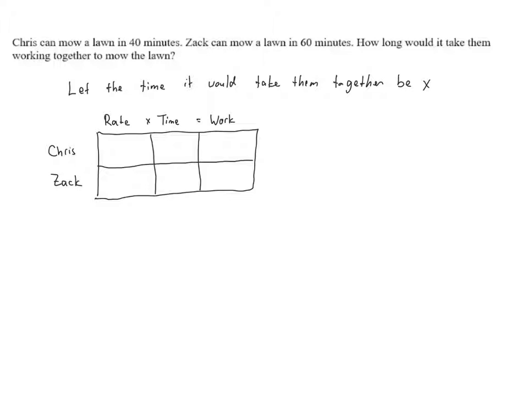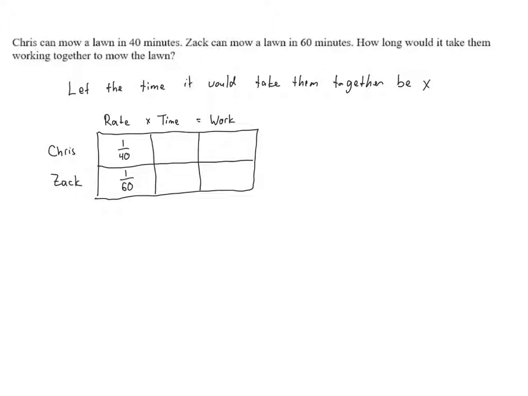So in this problem, we're told that Chris can mow a lawn in 40 minutes. So his rate of work is going to be 1/40, meaning he can mow 1/40 of the lawn per minute. Zach can mow a lawn in 60 minutes, so his rate of work is going to be 1/60, meaning he can mow 1/60 of the lawn per minute. With all of these shared work problems, we're always going to be looking at individuals' rates, and those are going to be the reciprocals of how much time it takes them working alone.